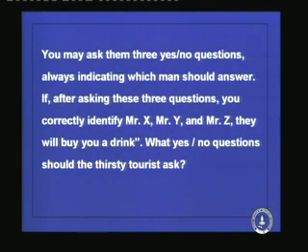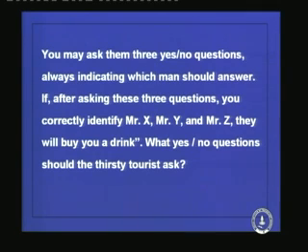You may ask them three yes or no questions, always indicating which man should answer. If after asking these three questions, you correctly identify who is Mr. X, Mr. Y and Mr. Z, they will buy you a drink. What yes no questions should the thirsty tourist ask?